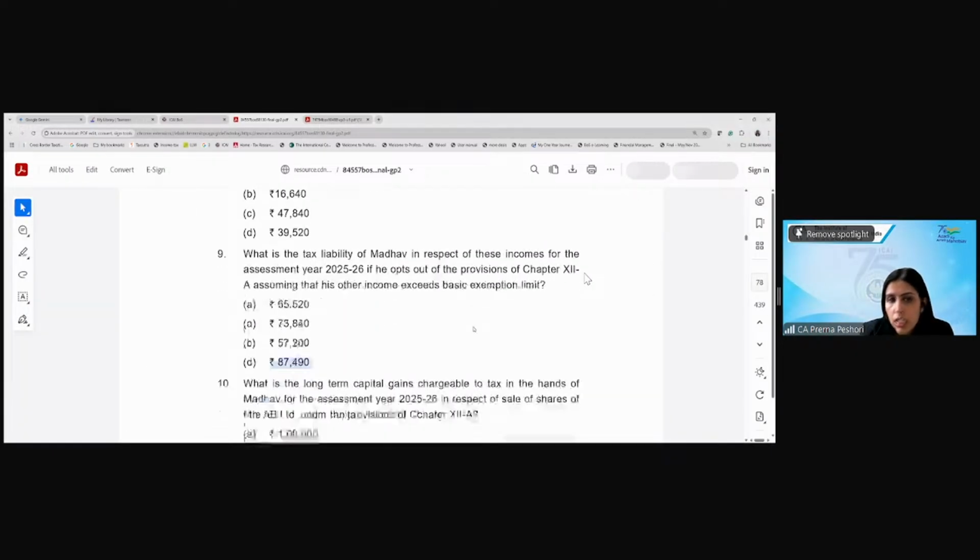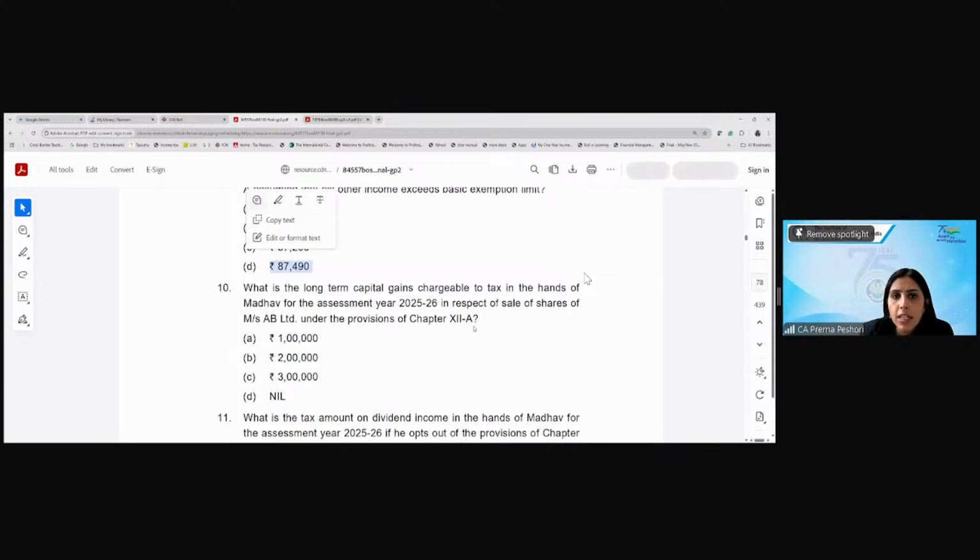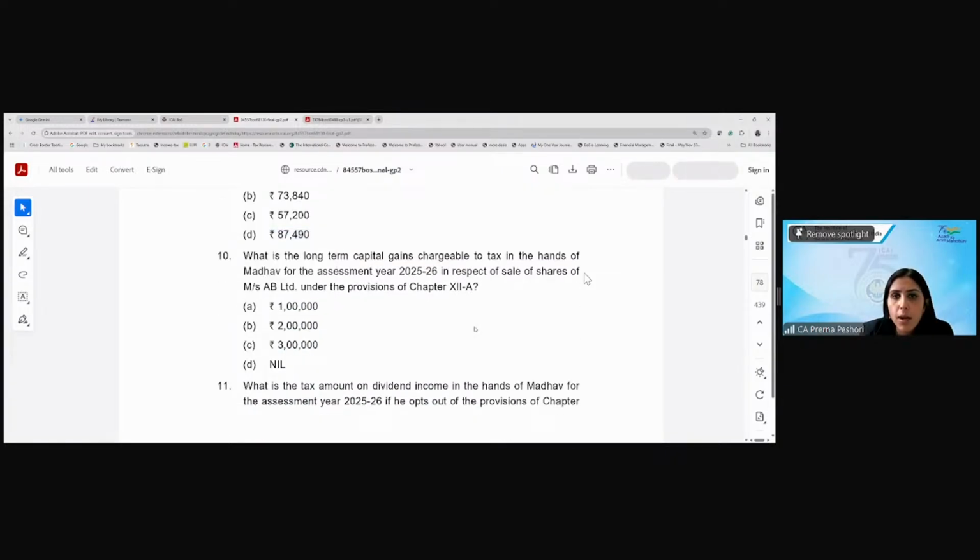Which will give you the answer 87,490. Then, what is the long-term capital gain chargeable to tax in the hands of Madhav in respect of sale of shares of AB under the provisions of Chapter XII-A? When he sells the shares of AB, there is a long-term capital gain which is realized. In that particular case, the answer is nil because the amount gets reinvested entirely, isn't it? So this answer is nil.